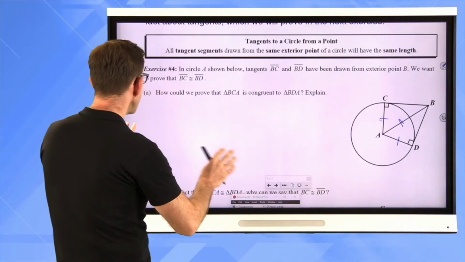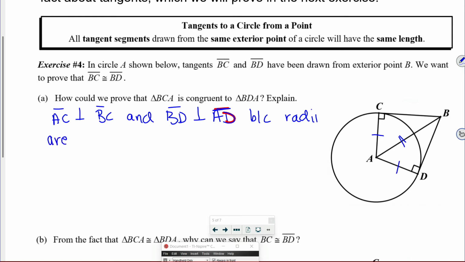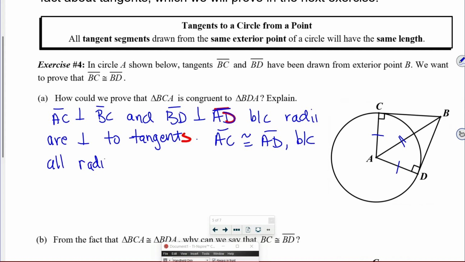So let's get all that down in kind of a paragraph-like proof, right? We know that AC is perpendicular to BC, and BD is perpendicular to AD, right? The red always comes out when I don't want it to. Because radii are perpendicular to tangents, right? Then we know that AC is congruent to AD because all radii are congruent.